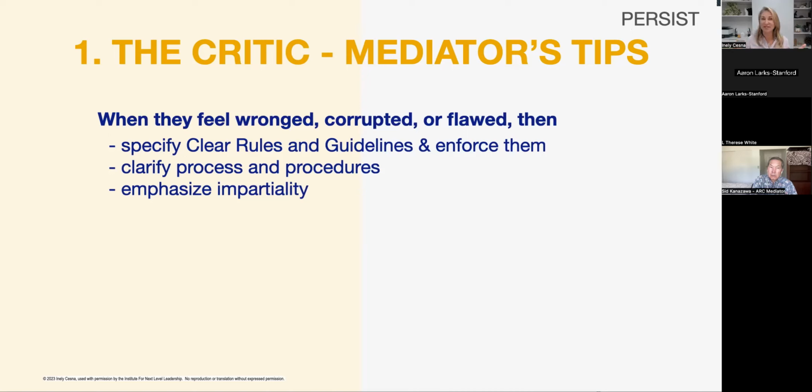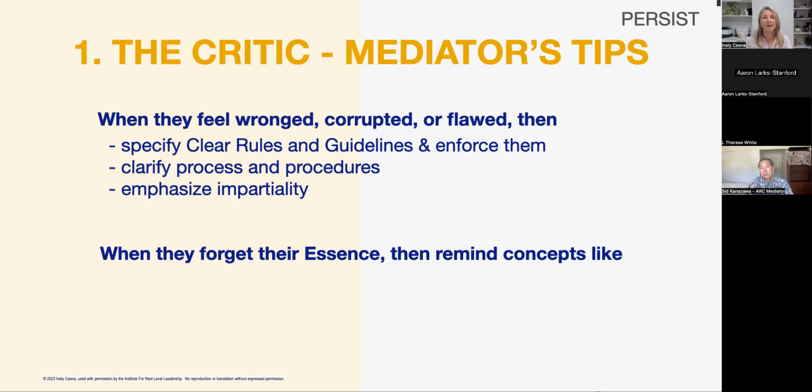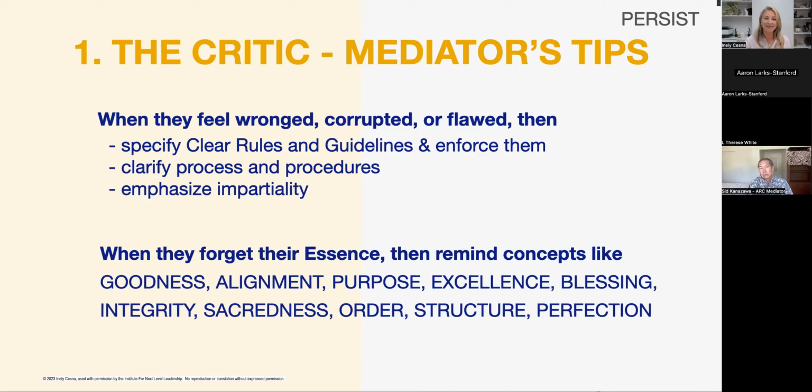Clarify process and procedures. They love process and procedures. It makes them feel safe. Emphasize impartiality, demonstrate impartiality. And here is the next part, bringing forward the essence that they have forgotten. And for the critic, the essence has to do with goodness, with alignment, with excellence, with blessing, with integrity, order, structure, perfection. So how do I do that?